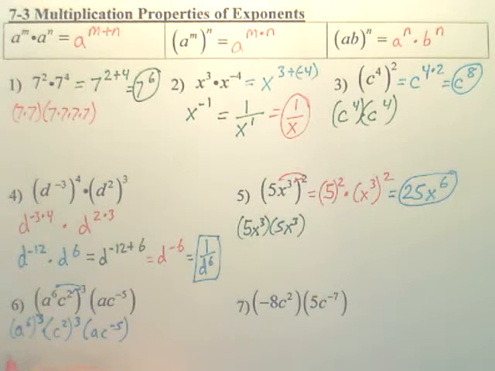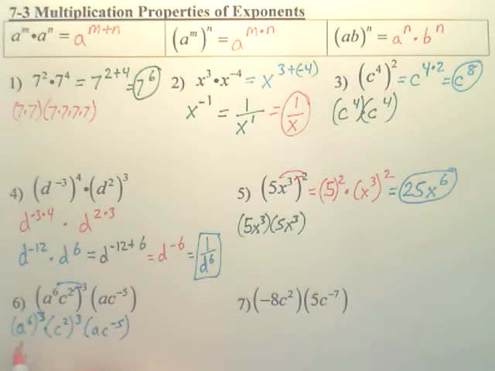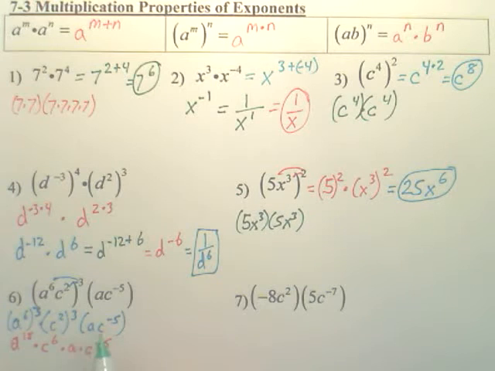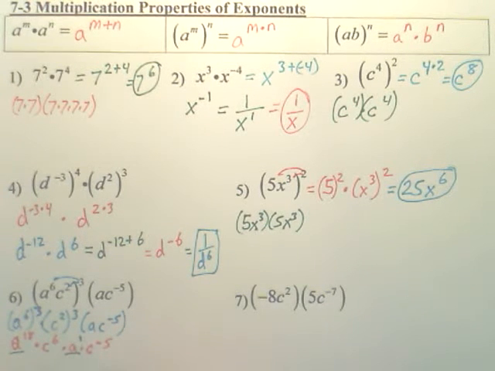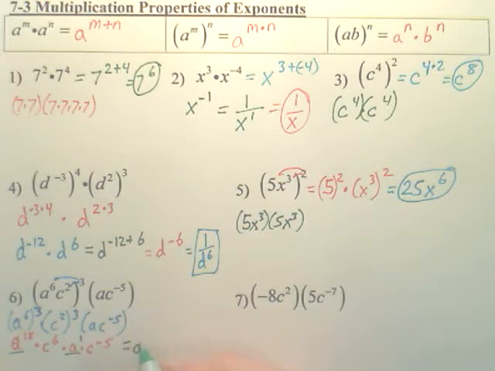And it looks like that will become, sorry, a to the 18th times c to the 6th, because you multiply those, and then times a times c to the negative 5th. And then for this one, what you'll notice is I kind of separated this, just take the a's, make that a 1 power, because there's nothing there. So you're going to add it. A to the 18th plus a to the 1st is going to be a to the 19th.